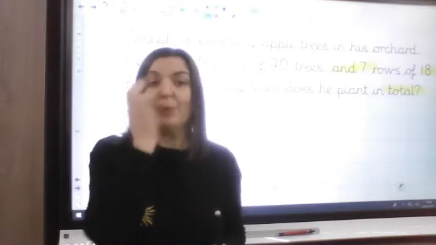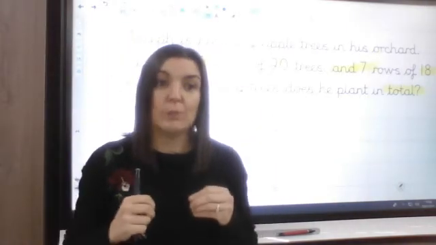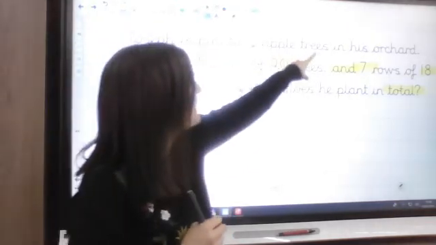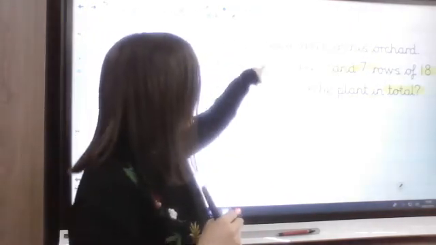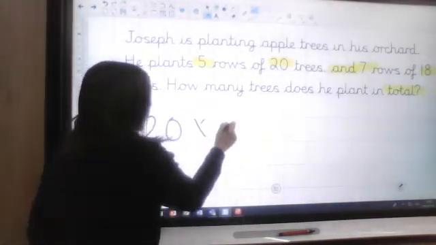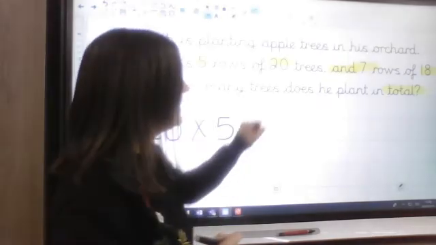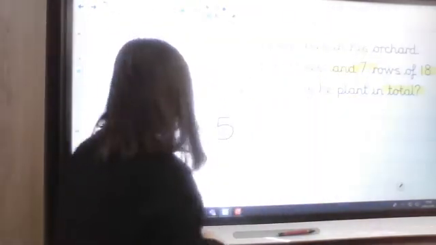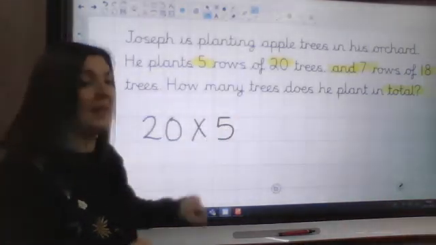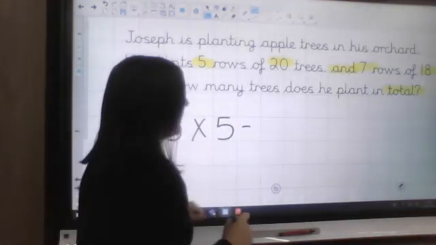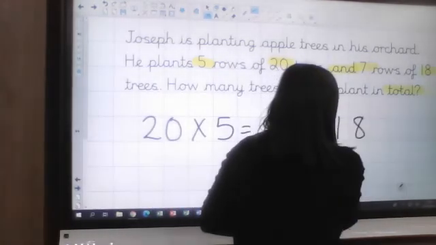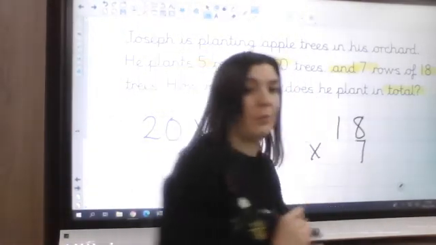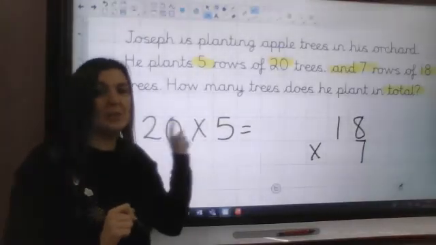B then is a little bit similar, but you're using both a mental strategy and a written one. So you've got Joseph is planting trees in his orchard. He plants 5 rows of 20. So I've got 5 rows of 20 and 18 rows of 7. I'm going to use 2 different strategies here. I'm going to use my covering up the 0 one here, and then I'm going to use a short multiplication one for that one. So there's the 2 strategies that will help you.